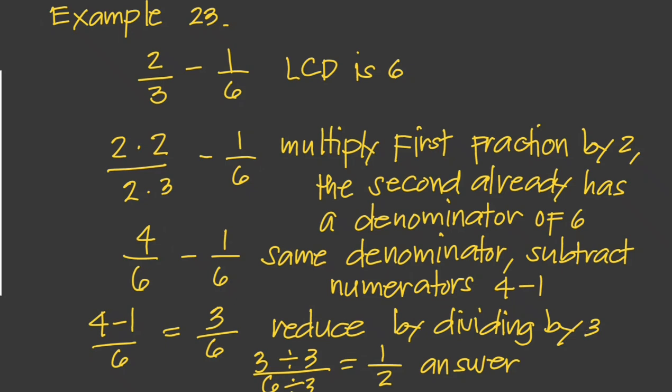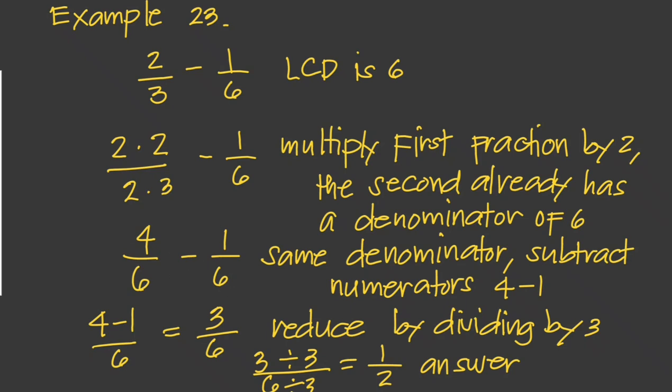Another example, 2/3 minus 1/6. Our LCD here is 6, which is divisible by both 3 and 6. To make our denominator equal to 6 for both fractions, we multiply the first fraction by 2. The second fraction, we don't need to multiply by any number because the denominator is already 6. By doing so, for the first fraction, we will get 4 over 6 minus 1 over 6.